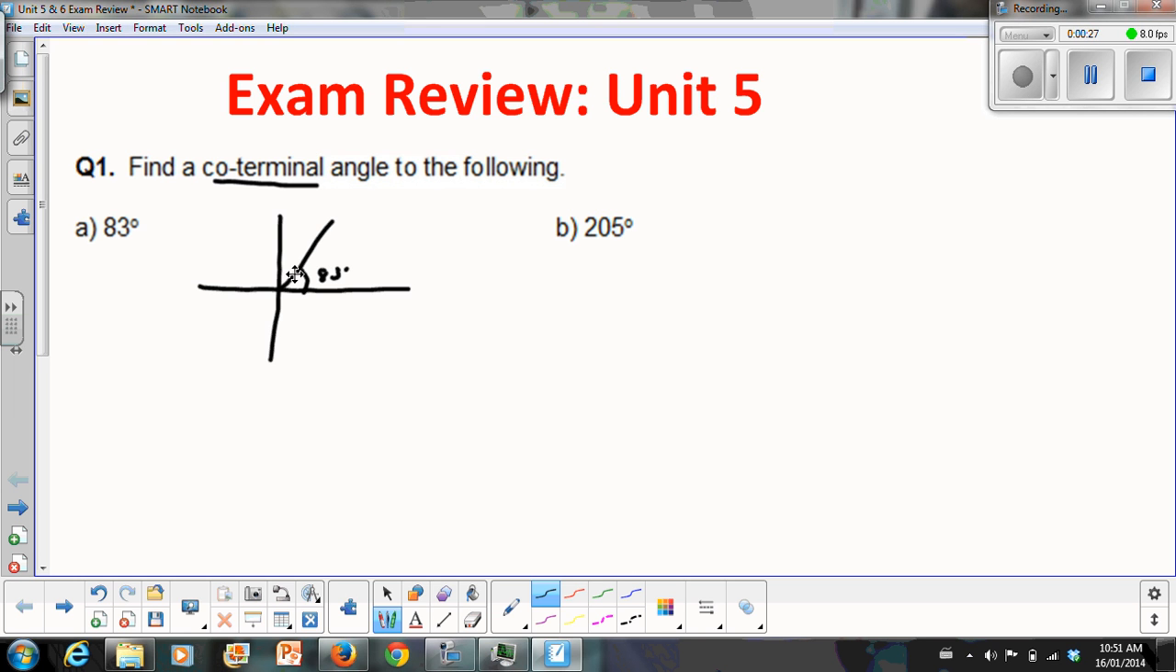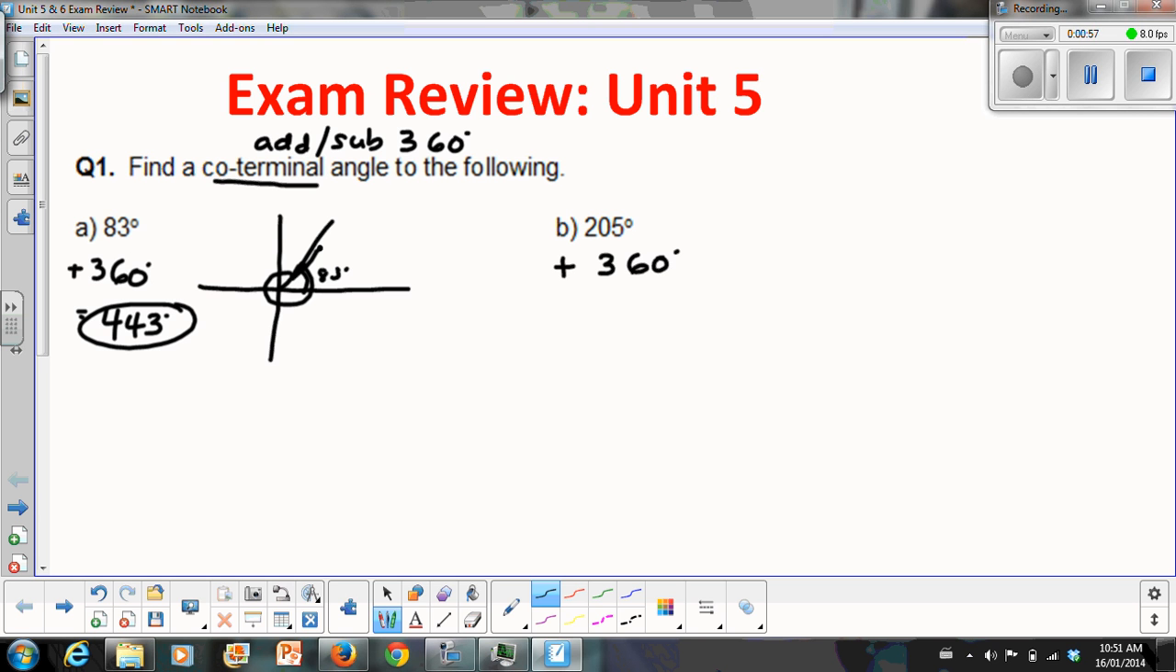And coterminal means that we're going to be in the same position, but on another rotation of the circle. So to find a coterminal angle, we can add 360 degrees, and that'll give us 443 degrees, which is a coterminal angle to 83. You could also subtract 360 degrees, and you can do that as many times as you want to go on different rotations of the circle. So the easiest is to just add 360, which is what I'm doing for part B, and that answer would be 565 degrees.